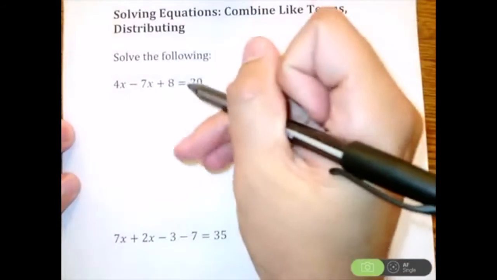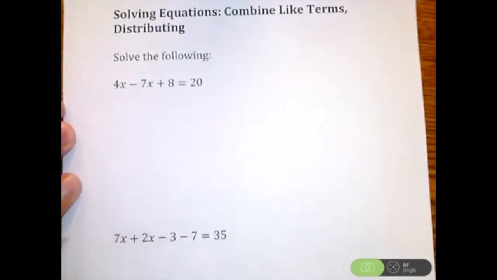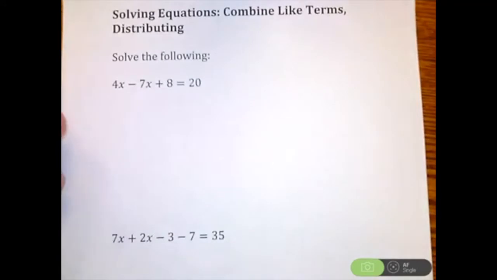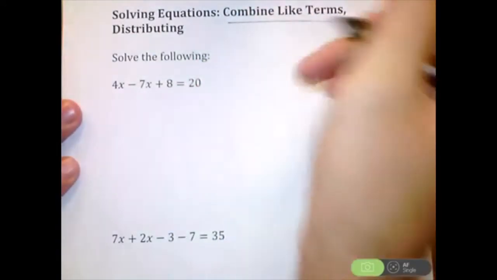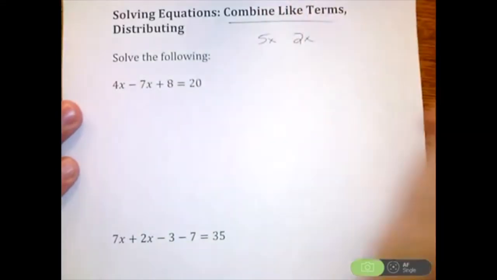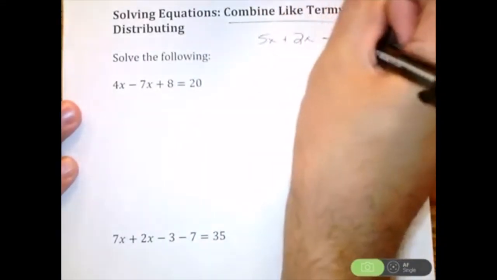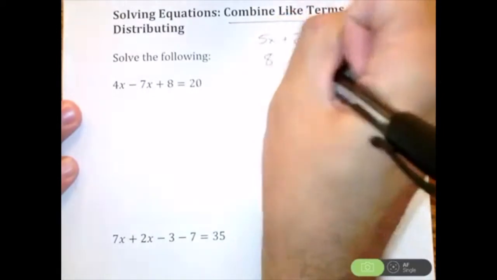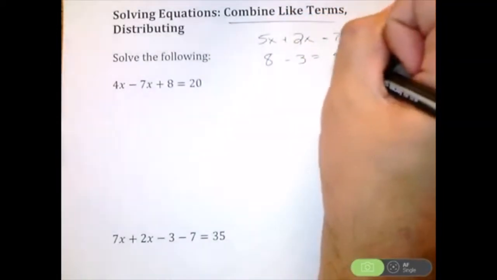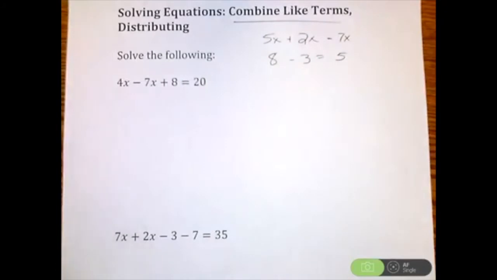So I'm not going to draw my line down the middle quite just yet. What I want to do is clean this up just a little bit. So I see like terms. Remember, like terms are like when you see a 5x and a 2x. You can combine those and say, all right, add them together, that's 7x. If you see integers like 8 minus 3, you can combine those and say that is 5. So, cleaning up what we can.